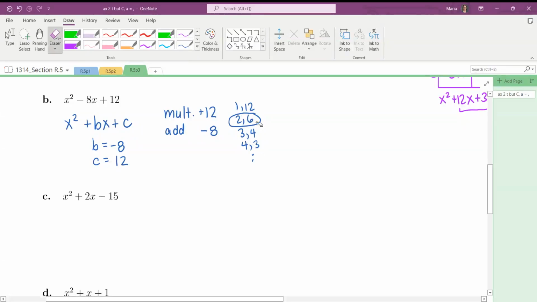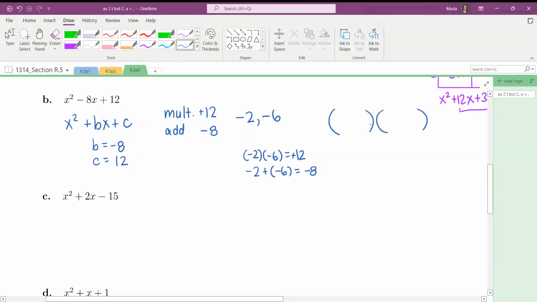We need -8. So what we're going to do here is make both of them negative. So we're going to do -2 and -6. If we multiply these, -2 times -6 gives you +12. And then if you add them, -2 plus -6 gives you -8. So that is indeed the pair that we're looking for. We're ready to write down the factorization.